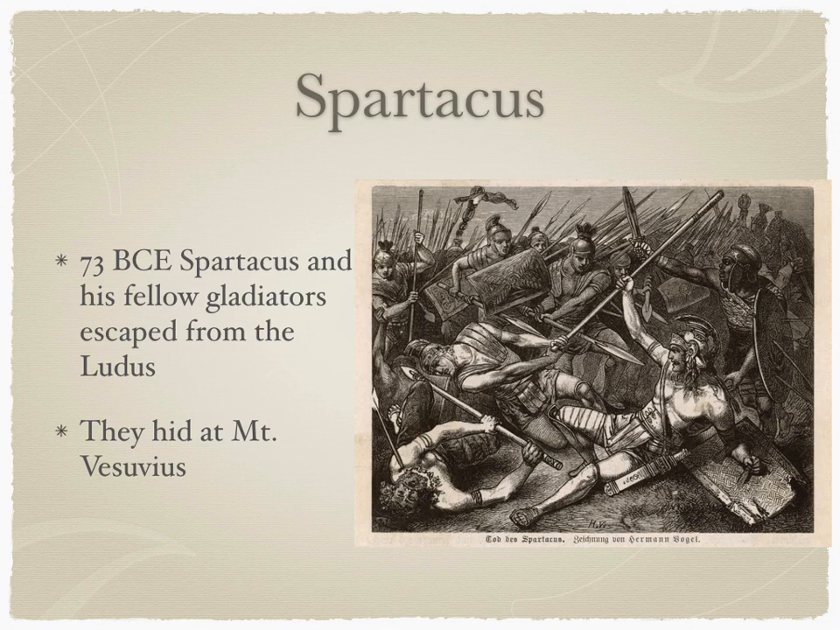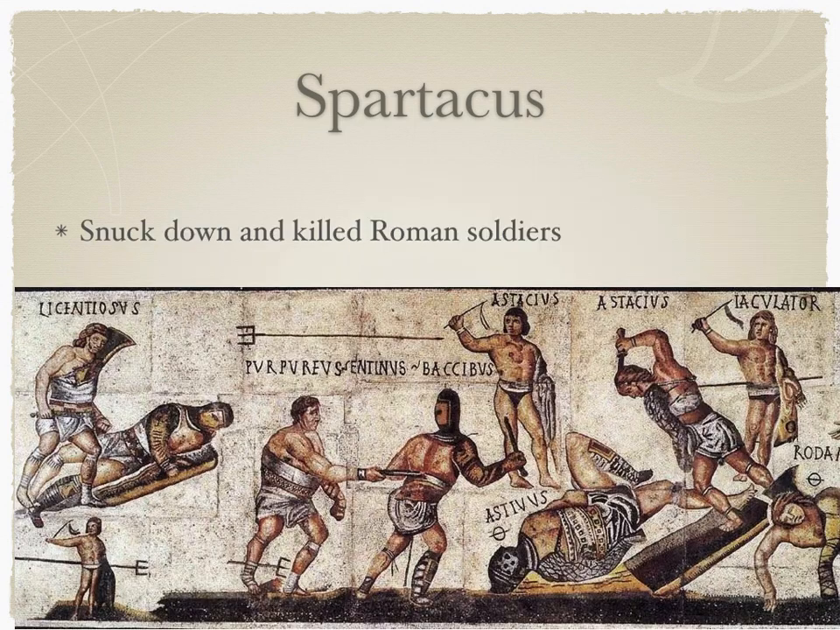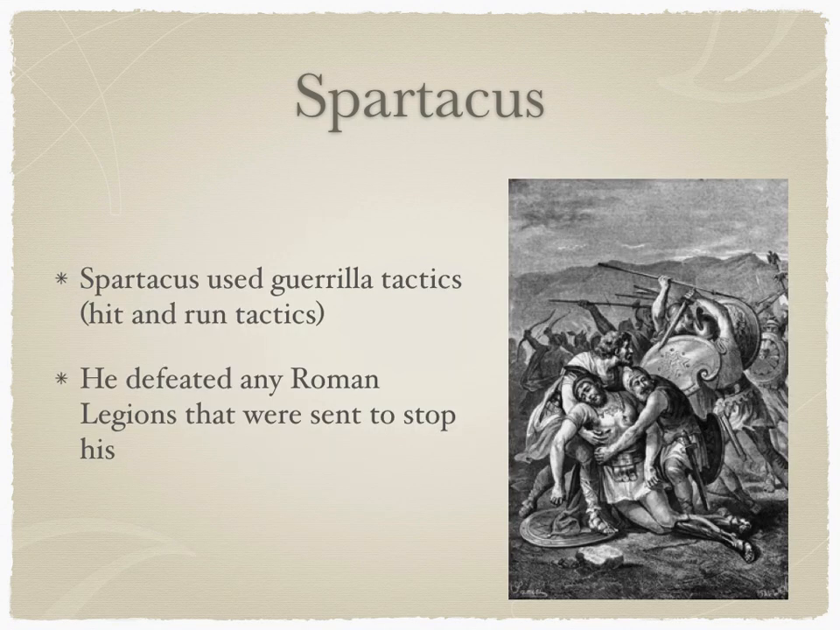Spartacus was captured as a slave and he was trained in a ludus or a gladiator school. In 73 BCE, however, Spartacus had enough and him and his fellow gladiators staged a breakout from the ludus where they were being held. They hid in the mountains at Mount Vesuvius, and the Romans sent 3,000 troops to get the rebellious gladiators. However, Spartacus and his followers snuck down at night and killed the soldiers. The legend of Spartacus continued to grow and slaves flocked to him. He couldn't defeat the Romans in head-on battles, so he used guerrilla warfare tactics or hit-and-run tactics that defeated any of the legions that were sent to stop his rebellion.